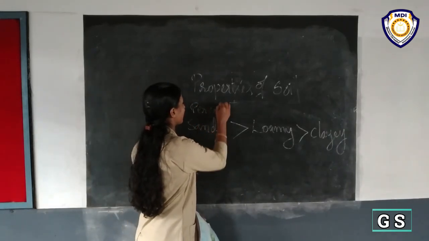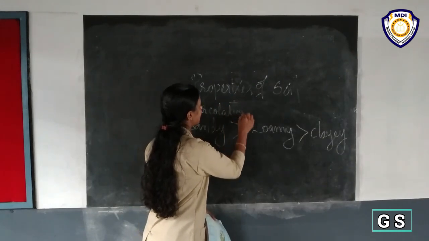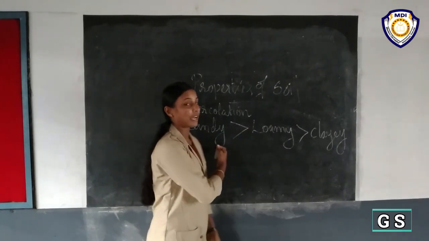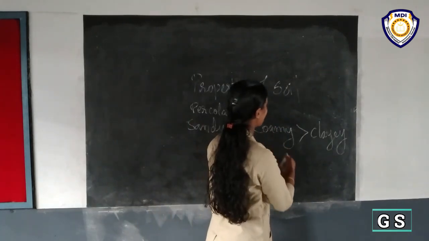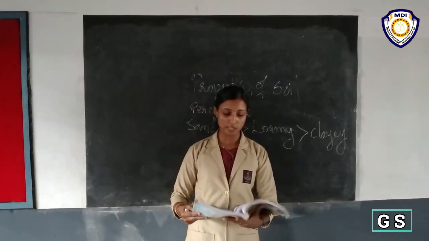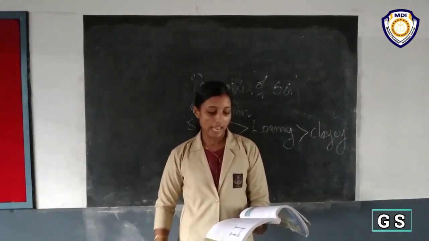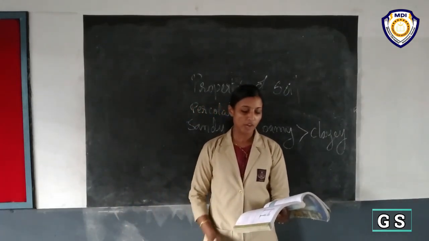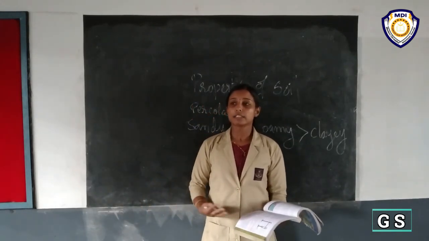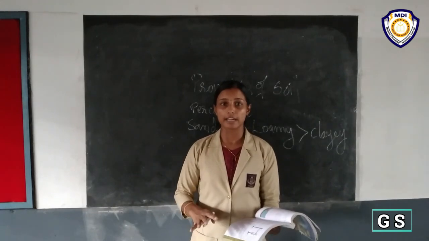Okay, so the percolation rate is in the order like this. Sandy soil has the highest percolation rate, then comes loamy soil, and then finally clay soil. Okay, so that is the order. And now we have to find the moisture content in soil. So we know the soil has some moisture content, right?